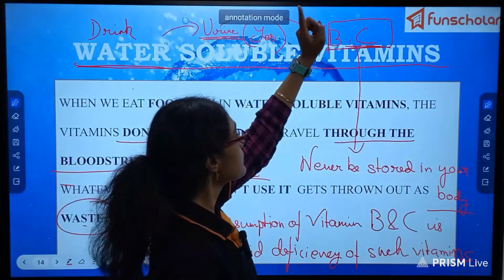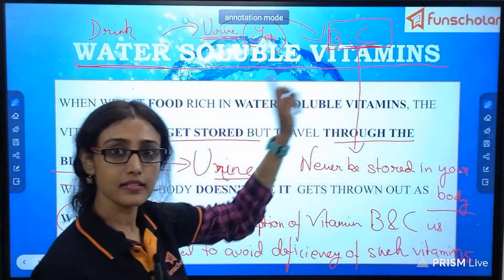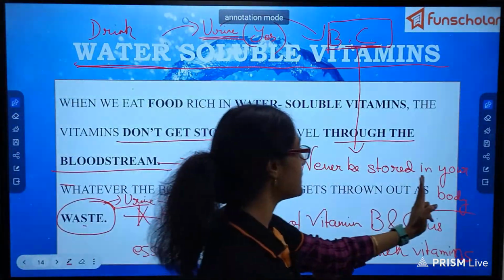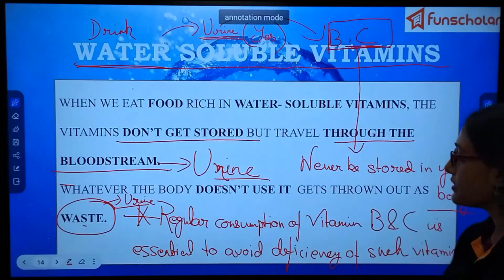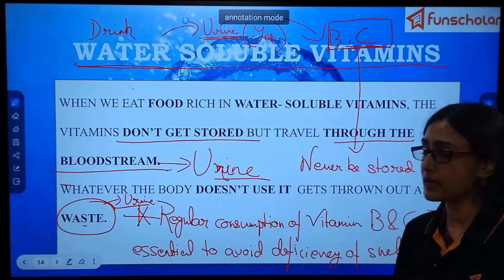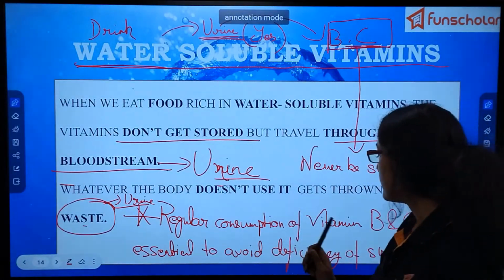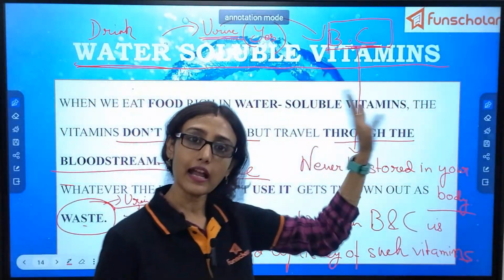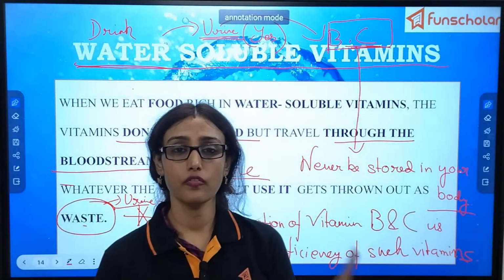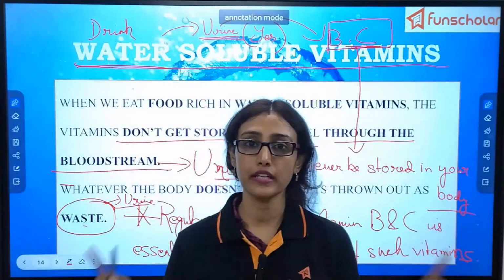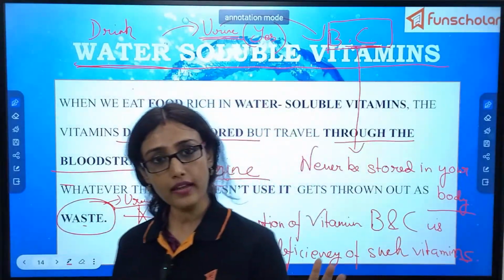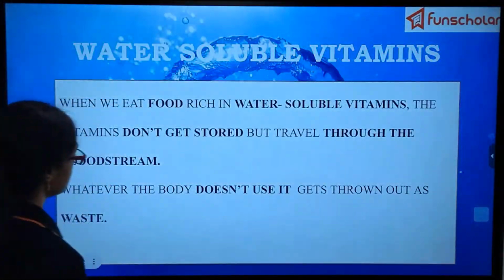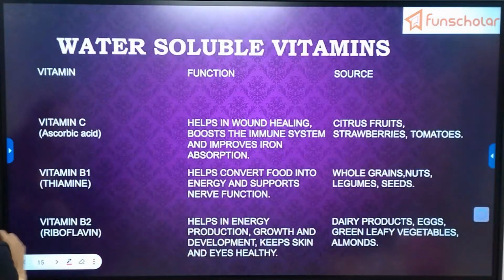So regular intake of vitamin B and C is very much essential for your body because it is never stored in your body. And if you don't consume it on a regular basis, then you may fall ill, or deficiency of the vitamin may lead to any kind of disease in your body. So B and C you have to take every day. Okay?